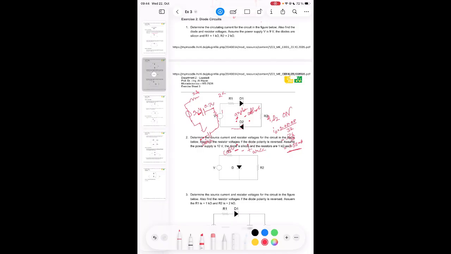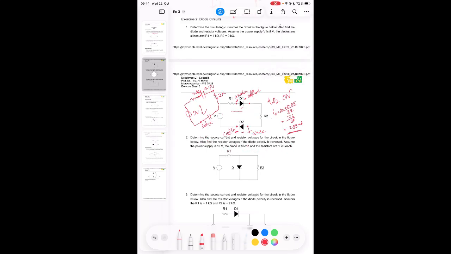How do you decide what model is used? In this case, as I mentioned at the beginning, I just forgot to say use this and this model. You can take whatever you like. If you would have taken the ideal model in here, you just remove the 0.7 and 0.7, it's going to be 3 amperes.